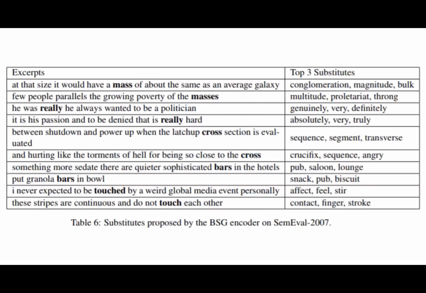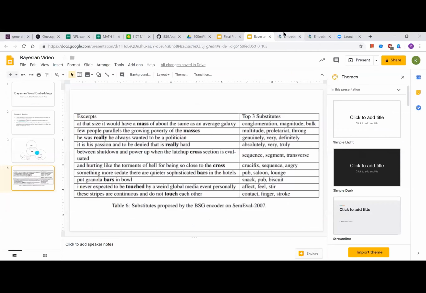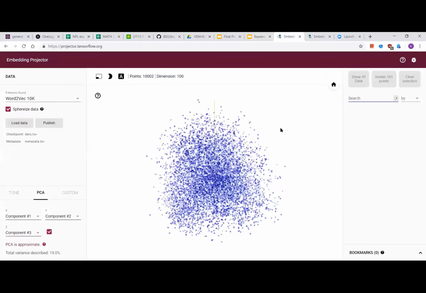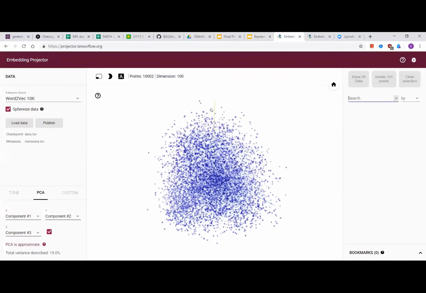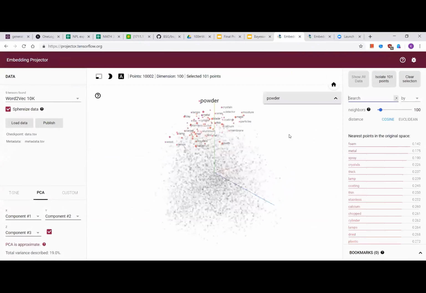This is also seen here where the Bayesian skip-gram encoder takes in the word and the surrounding context of the word and returns substitutions. So even though they're the same word, the context is different, which will result in different substitutions. And all these embeddings can be visualized using Google's TensorFlow projector, which we have here with 10,000 words visualized. If we click on a word, we can see the most similar words to a given word.